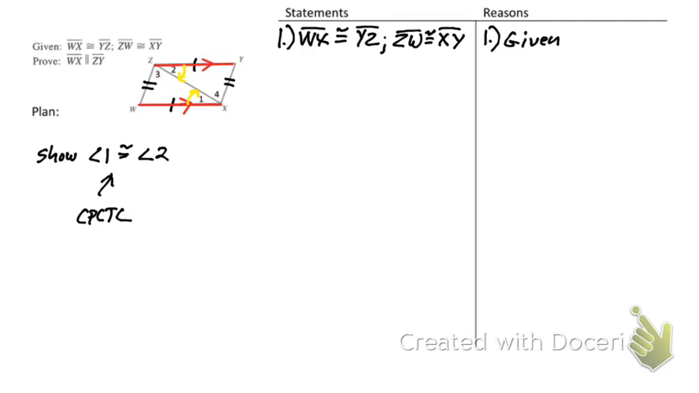Now let's do this step by step. First, I want to prove that this triangle is congruent to that triangle. What step do I need to prove those two things are congruent? I have a side. I need a third piece to show that they are congruent. Brendan, I haven't heard from you yet. ZX is congruent to ZX. Yeah, ZX is congruent to ZX. And that is by reflexive property.